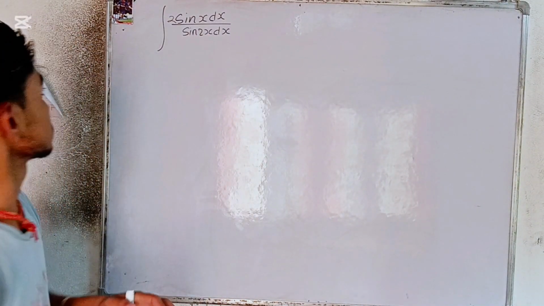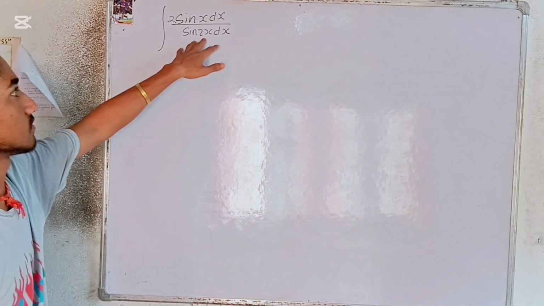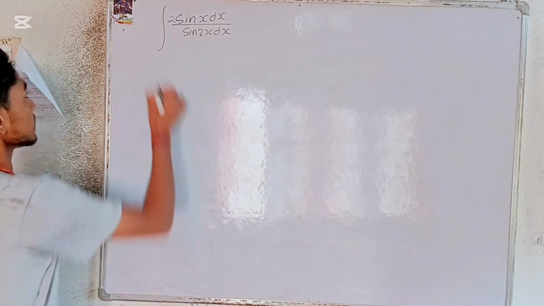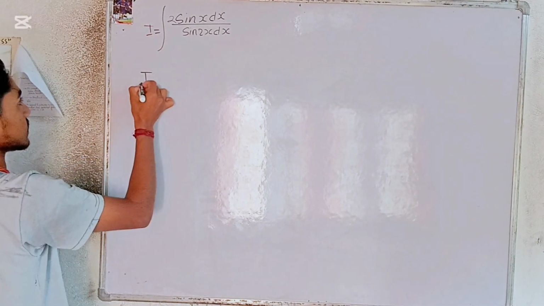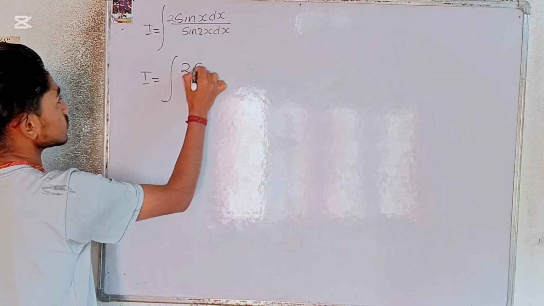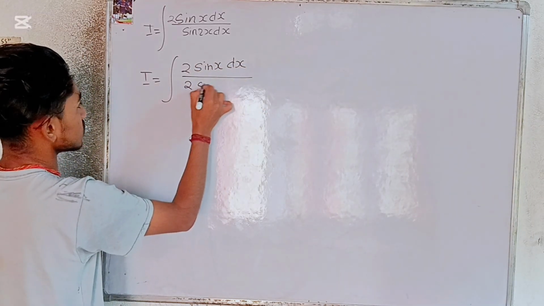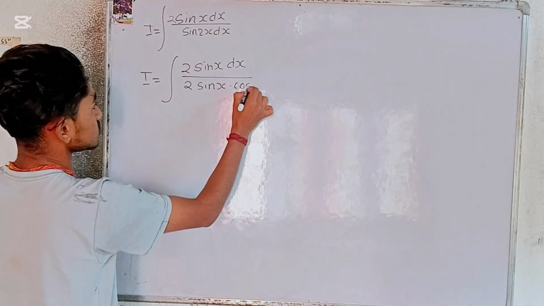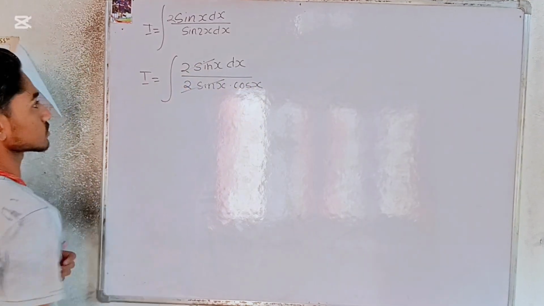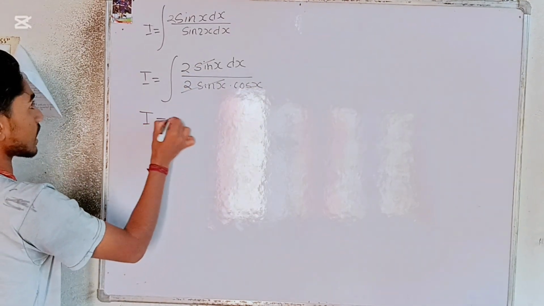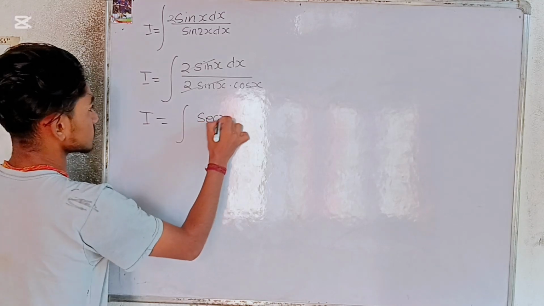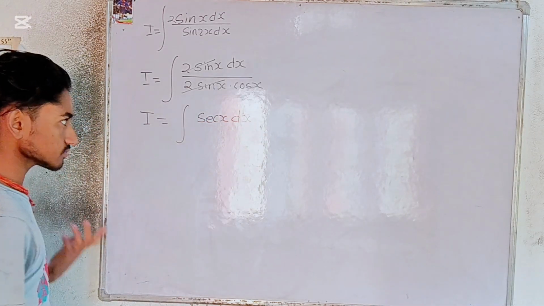So you just have to open this, use the identity here, right? So I have I, and I have the integral of 2 sine x dx over 2 sine x cosine x. So this is going to be cancelled out and I get I is the integral of sec x dx, right?